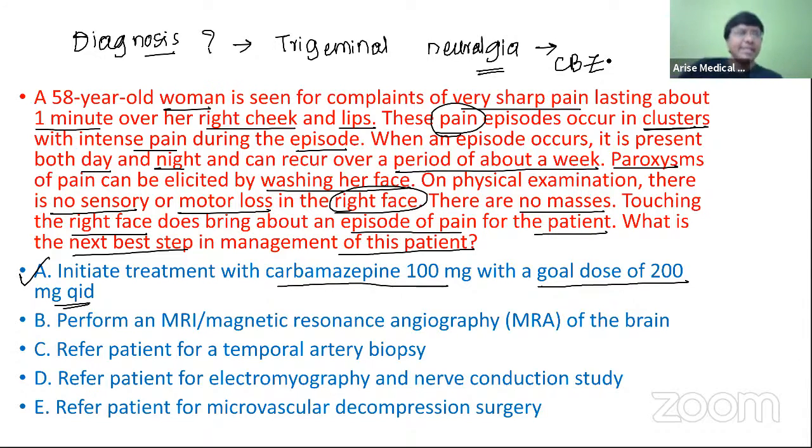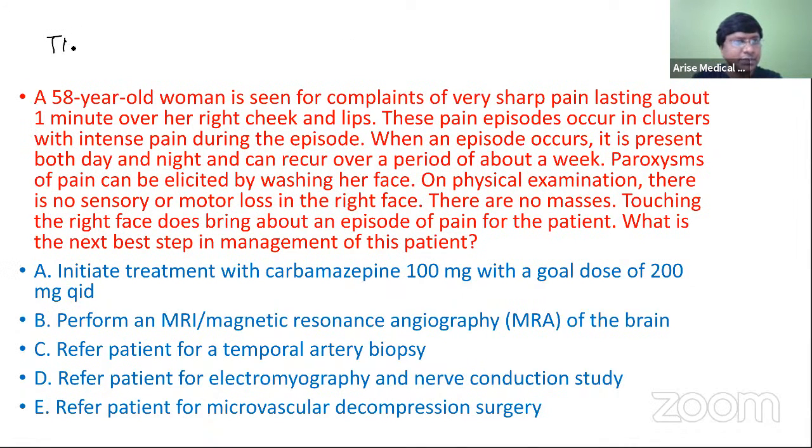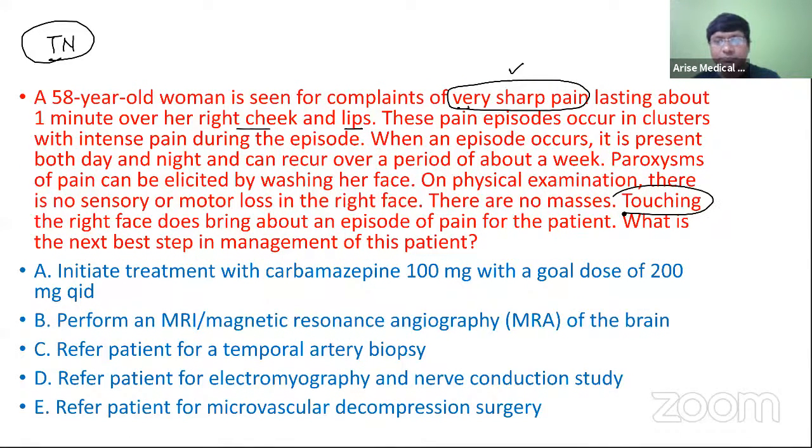If you take the clinical picture in case of trigeminal neuralgia, it is very clear. The individual is having a very sharp pain in the right cheek as well as the lips. And upon touching the face, the pain is getting precipitated. Even on washing the face, the pain is getting increased. All these are the features of trigeminal neuralgia.